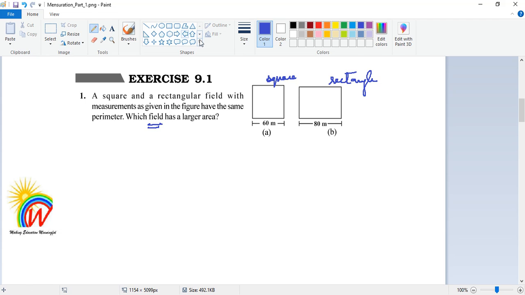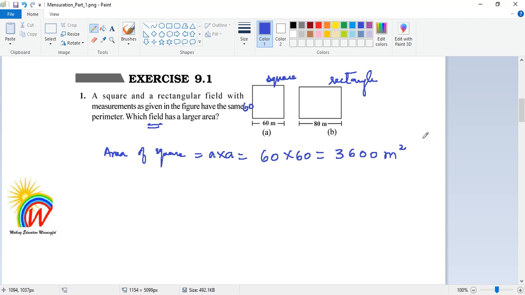In a square, if one of the sides is given, the other sides are also going to be the same, right? So this is also going to be the same. What will be the area of a square? Area of a square is going to be A into A. We have learned it, right? So it's going to be 60 into 60, which is actually 3600 meter square. Area you should always write as meter square or centimeter square.